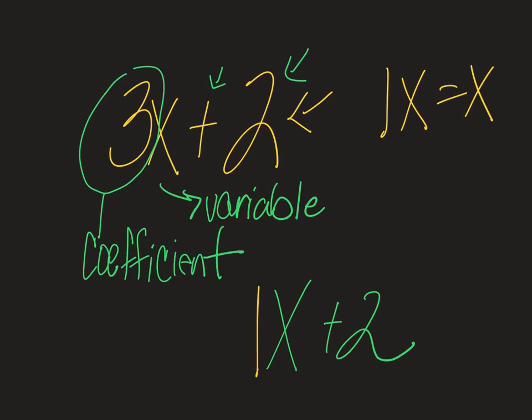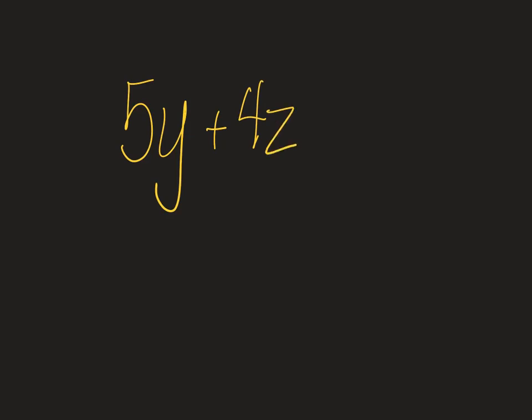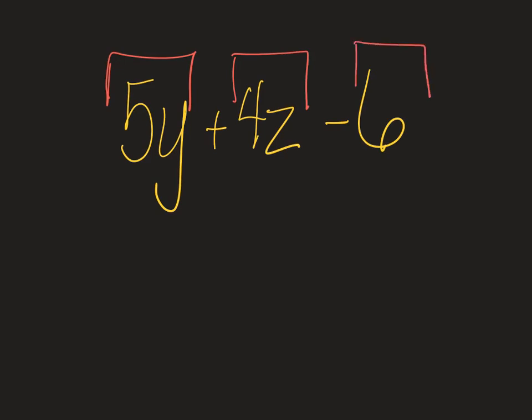Okay? Now, algebraic expressions can be broken down into quantities separated by addition or subtraction, and each of those quantities is called a term. This is important. So if we have 5y plus 4z minus 6, we have how many terms here? 3. This is a term, this is a term, and this is a term. Does everybody understand that? Terms are separated by addition, subtraction, okay?